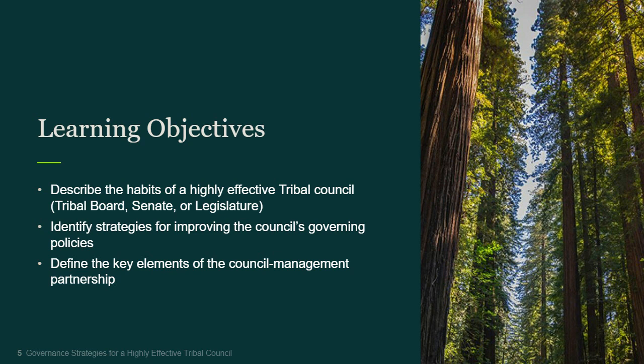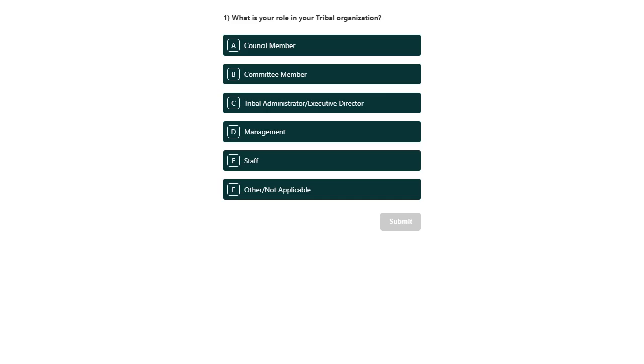All right, thank you. So the first polling question is, what is your role in your tribal organization? And your options are A, council member, B, committee member, C, tribal administrator, executive director, D, management, E, staff, or F, other, not applicable. The polling questions are located right on the slides that we're presenting. If you can't see it, you can hit the F5 key to refresh your console. And then to respond, please click the button next to the answer you choose and make sure to hit that submit button.